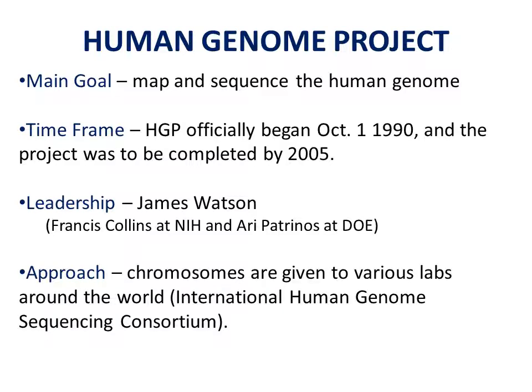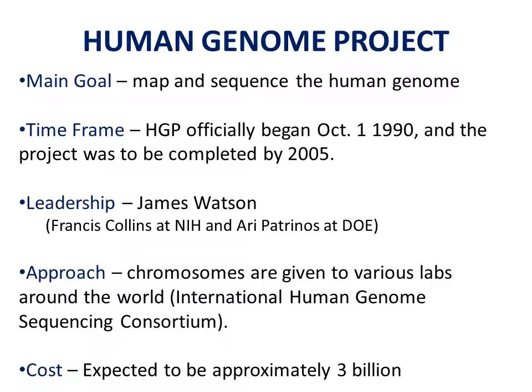The approach at the time when they began was that chromosomes were distributed to various labs around the world, and this was considered a worldwide effort, and it was called the International Human Genome Sequencing Consortium. The overall cost was expected to be somewhere around $3 billion.